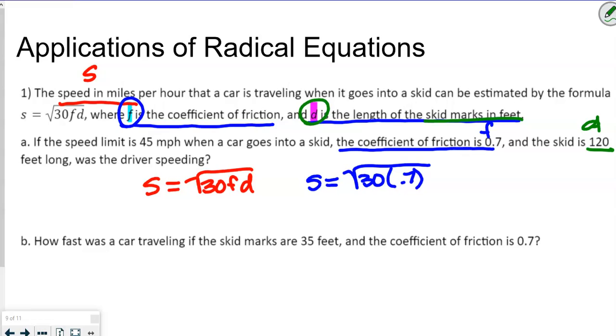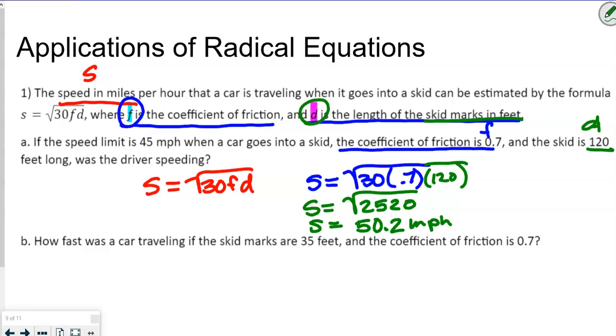It's really good if you guys can label this like this, okay? So now all we're going to do is multiply those three numbers together. S is equal to the square root of 30 times 0.7 times 120. And when I did that, I got 2520. And then I'm just going to take the square root of that. So S is equal to 50.2 miles per hour, okay?